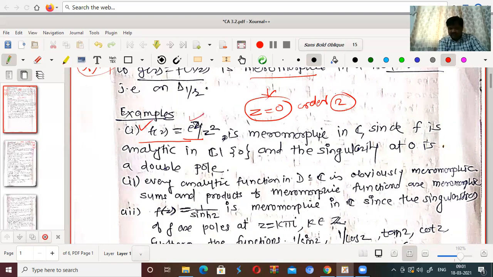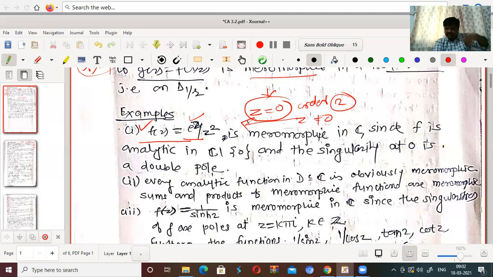If z is not equal to 0, this function is well defined. It is also differentiable at z equal to 0. Z not equal to 0, it is also differentiable. That is, it is analytic. Means what? This function is analytic everywhere except at z equal to 0, which is the pole of this function of order 2.